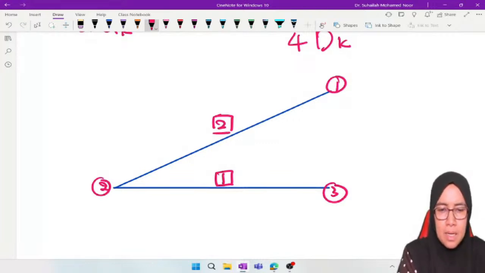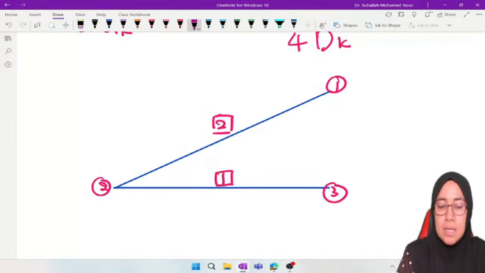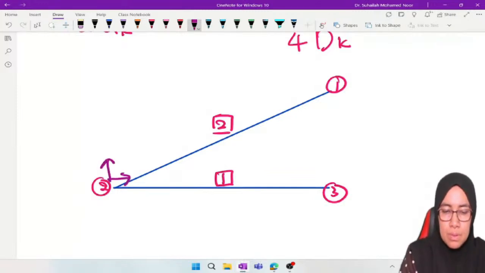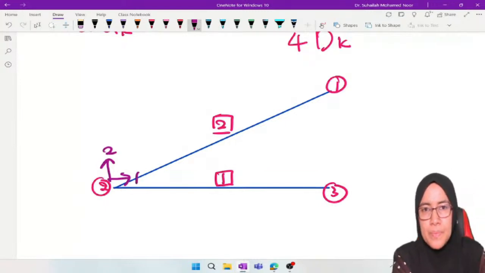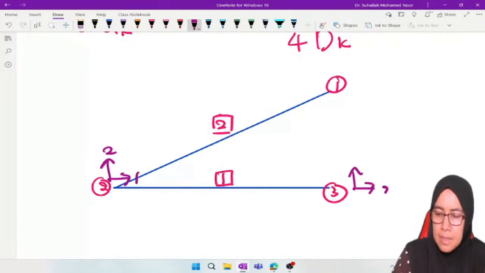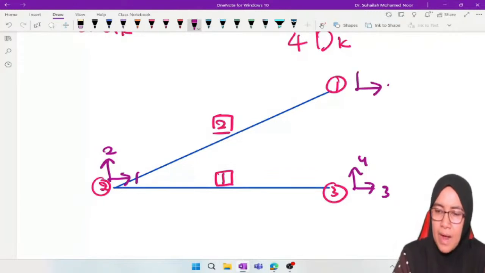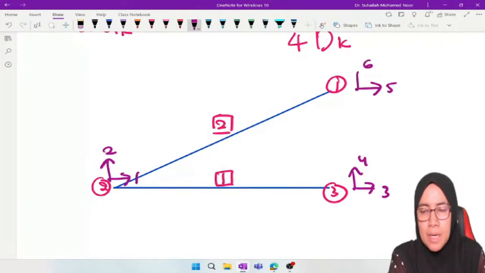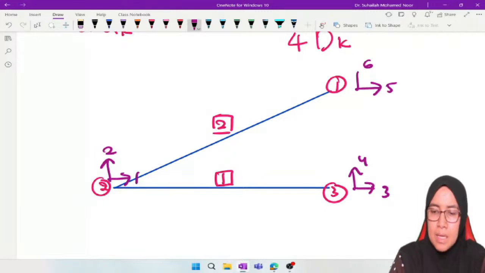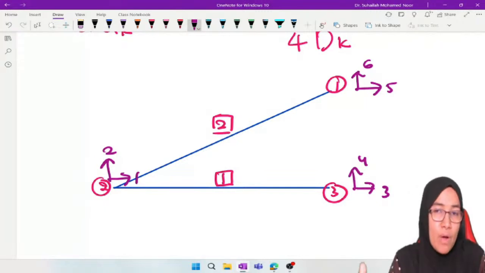And then the degrees of freedom. In total, there are 6. 1 and 2 at node number 2, and then 3, 4 at node number 3, and 5, 6 at node number 1. We can also put 3, 4 at node number 1. It doesn't matter. This is how we label degrees of freedom.